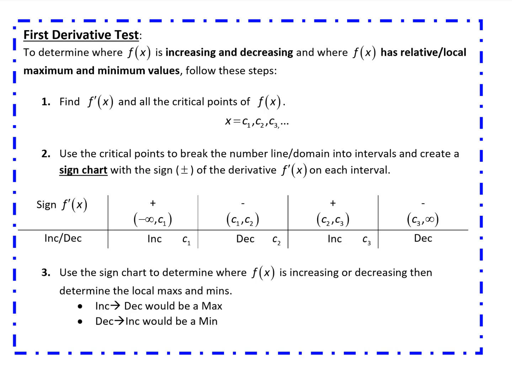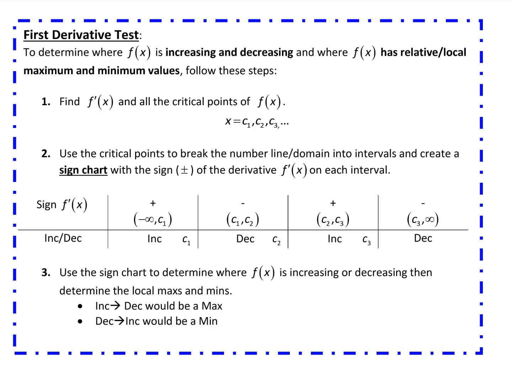Okay, the process that I just went through after we had taken a look at that graph, I wanted to give you a little preview of what is called the first derivative test. So the first derivative test uses the derivative of a function to figure out where that function is increasing and decreasing and where it has relative or local max and min values. And so the process goes like this.